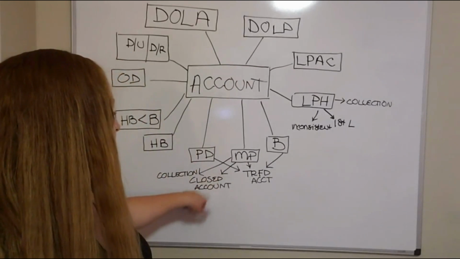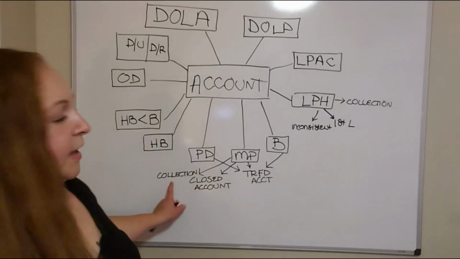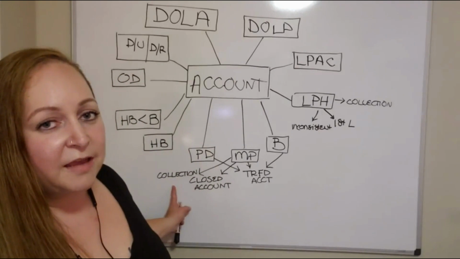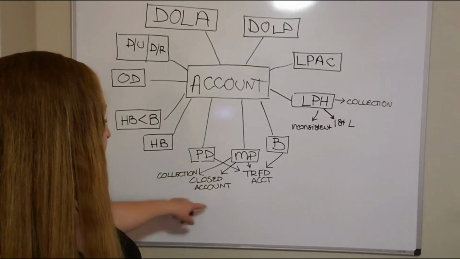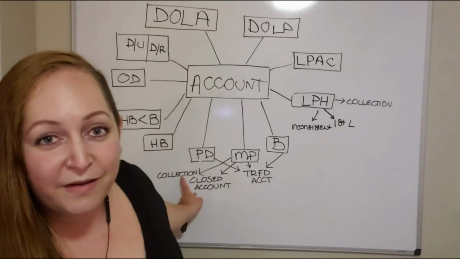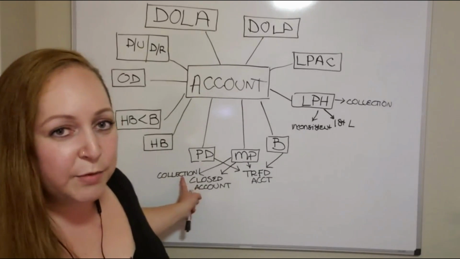So monthly payment on a closed account and monthly payment on a collection. Now, past due on a collection. Is there a past due on a collection? If there is, it has to be removed, all right?